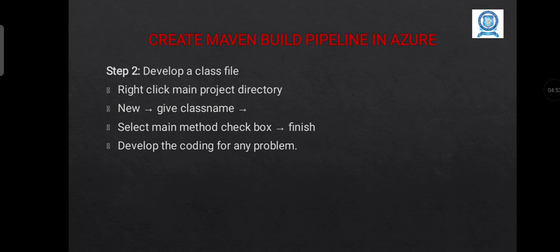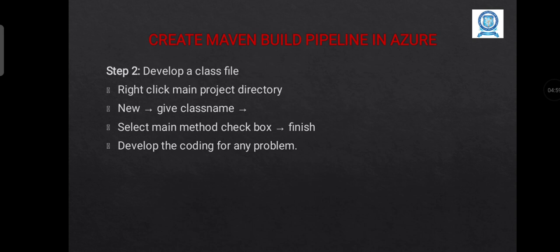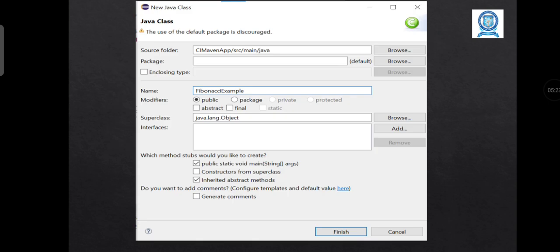Then in step 2 we have to create a class file. So in step 1, once we create a simple Maven project, a project directory structure will be created. In step 2 we have to create a class file. For that we have to right click the main project directory and go to the option new, and select a class. Then a window will be opened where we have to give the class name. The window will appear like this. We have to create the class name.